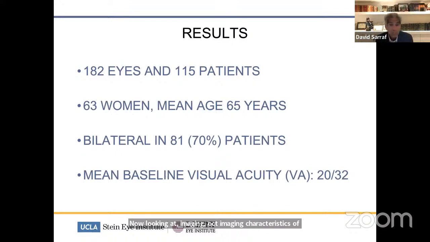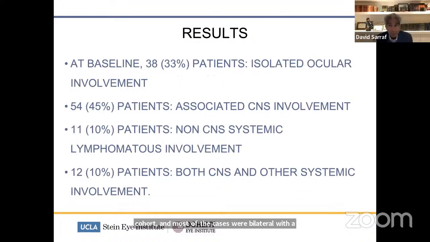There was a slight predominance of women in our cohort, and most of the cases were bilateral with a mean visual acuity of 20/30. At baseline, a third of the patients had isolated ocular disease, and 50%, not surprisingly, had associated CNS involvement. What's very interesting is that 10% of the patients had non-CNS systemic involvement, and another 10% had both CNS and non-CNS systemic involvement. So the teaching and the bias has always been that primary vitreoretinal lymphoma does not have non-CNS systemic involvement, but according to our study, at least, you can have non-CNS systemic involvement in a significant 20% of cases.